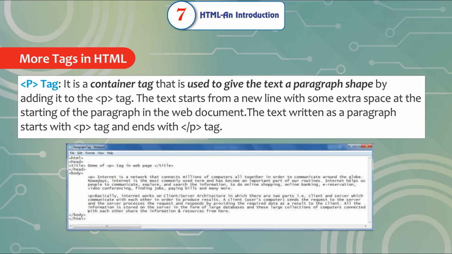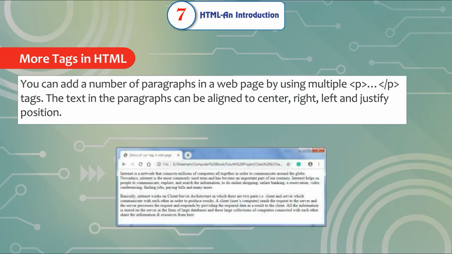The P tag. The text starts from a new line with some extra space at the start of the paragraph in the web document. The text written as a paragraph starts with the P tag and ends with the closing P tag. You can add a number of paragraphs in a web page by using multiple P tags. The text in the paragraphs can be aligned to center, right, left, and justify position.